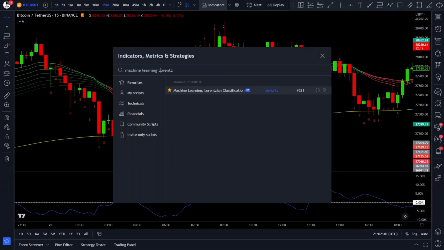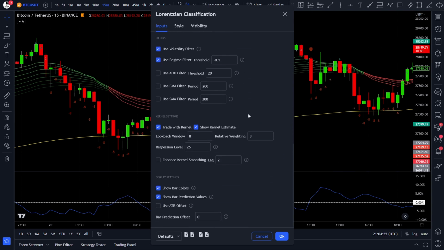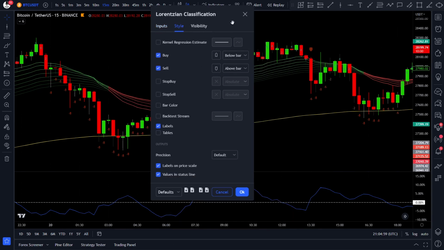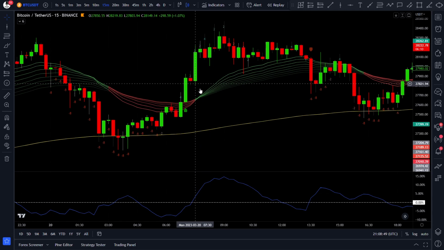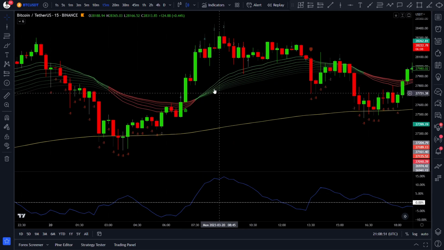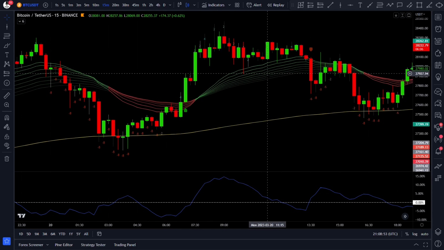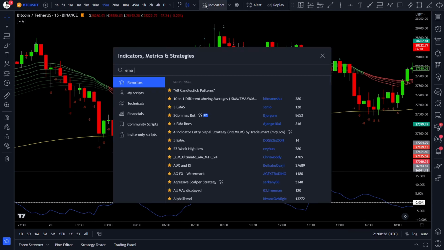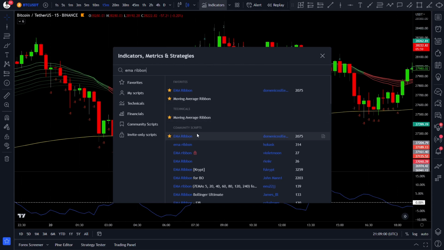Okay, as I said, we already got the entry signal indicator, which is the Lorentz classification. I decided to use the default settings. Next up, I had to find a trend filter. Some time before, I used trend ribbon indicators, which are basically a collection of moving averages in just one indicator. After some research, I stumbled upon the EMA ribbon, an indicator that prints EMAs with different lengths and colors them if they line up correctly.